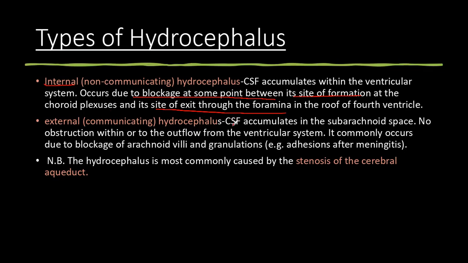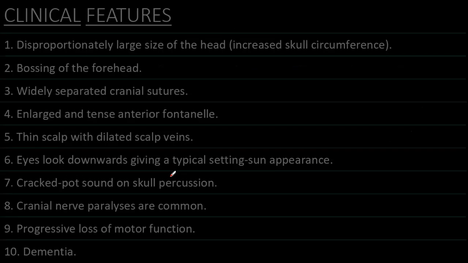So that will be an internal or a non-communicating hydrocephalus. What about an external? In this case, CSF accumulates in the subarachnoid space. Okay? In this case, there is no obstruction within or to the outflow of the ventricular system. The ventricular system is fine. What causes this is blockage of the arachnoid villi or granulation tissue. So CSF cannot now drain back to the superior sagittal sinus, and this can occur after meningitis. Hydrocephalus is most commonly caused by stenosis of the cerebral aqueduct of Sylvius. Please note that.